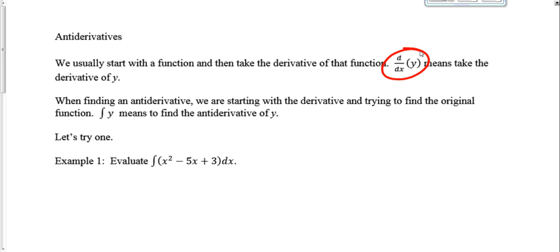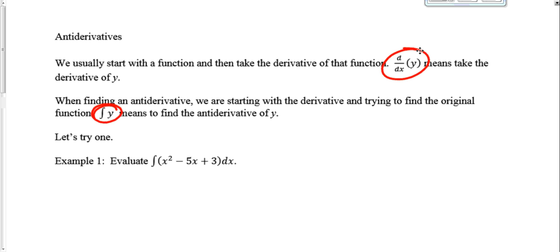Now, when we're finding an antiderivative, we're starting with the derivative and going backwards to find the original function. So this notation right here is an action or a command, means find the antiderivative of y. So let's go ahead and find this first one. Find the antiderivative of x squared minus 5x plus 3.